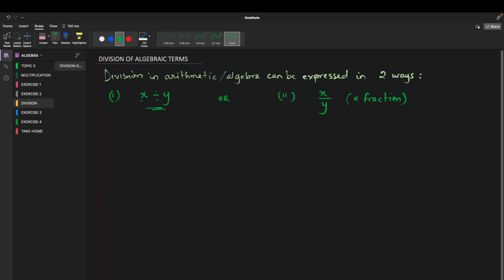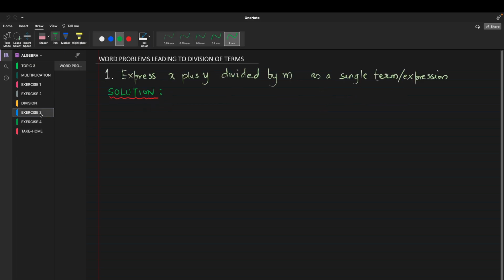So let's take a quick example. This one says express x plus y divided by m as a single term or expression, right? So it's really that simple. X plus y divided by m. That's it. That's the final answer. There's no other way to simplify this further.